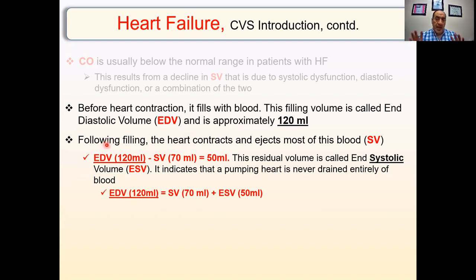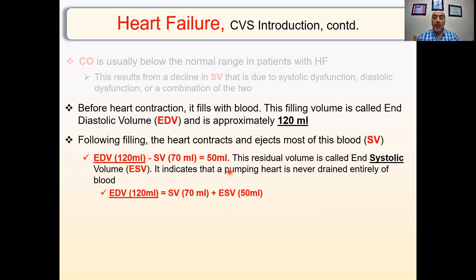Following filling, the end diastolic volume ends. Now we are starting contraction. Systole starts, and the heart ejects most of the blood, usually about 60%. So the end diastolic volume minus stroke volume is about 70. End diastolic volume is 120 here, right? The residual volume is called end systolic volume, because this volume remains after the heart pumps.